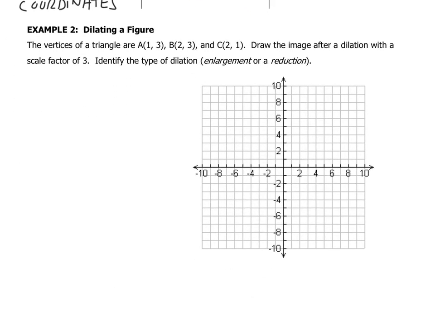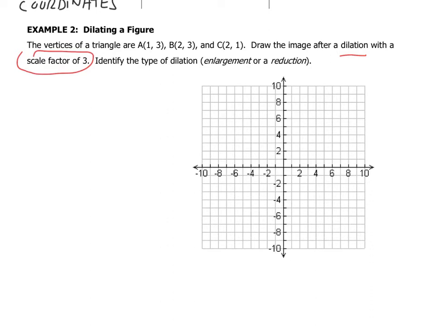Just like we've been saying on all of these, read the directions and understand what's happening before you go ahead and do this. We have the vertices of a triangle. A is 1 comma 3, B is 2 comma 3, and C is 2 comma 1. Draw the image after a dilation. Maybe make a note to yourself: this is a dilation, scale factor of 3. And identify the type of dilation. Is this an enlargement or a reduction?